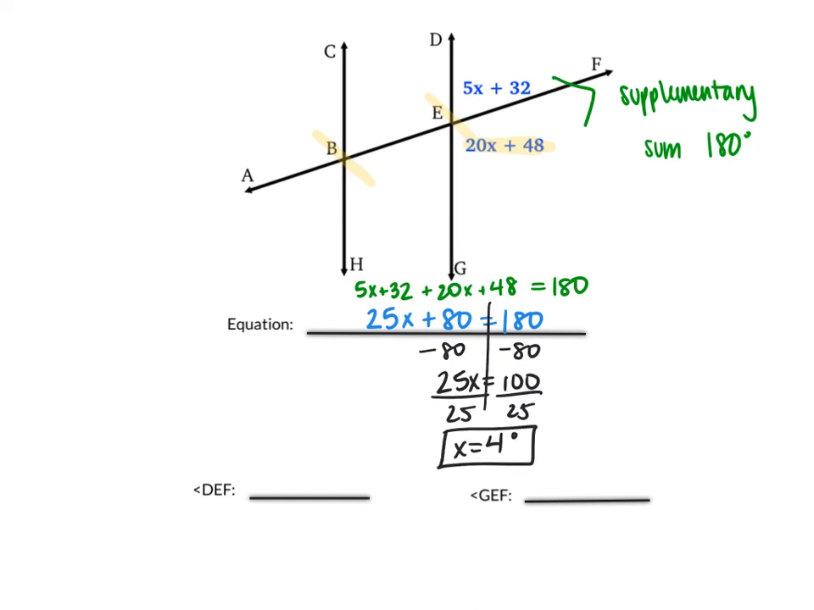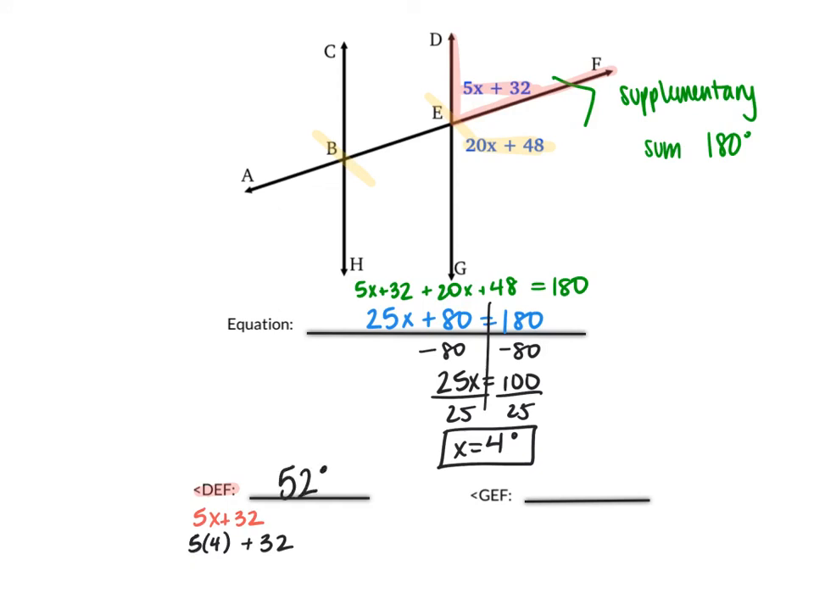So from there, again, I'm asked to find the actual angle measures. So DEF, going from D to E to F, would be this 5x plus 32. So I'm really asked to find what 5x plus 32 would be equal to if x equals 4. So I would do 5 times 4 and then plus 32. And that gives me an angle measure of 52 degrees for angle DEF.